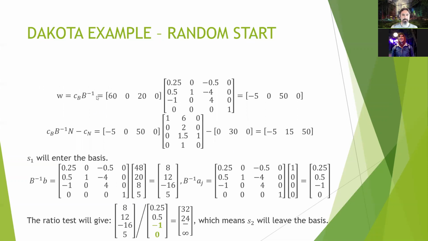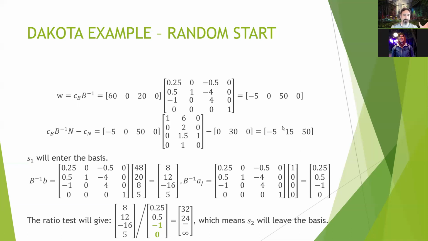W is calculated from CB times B inverse, which is going to give us -5, 0, and 50, and 0 values. Now, from this W, I can use it to find if the current solution is optimal or not by using this optimality formulation. I will use W instead of this one. I want to calculate it anyways. And I will just use the current N and current Cn values, which will give me -5, 15, and 50.